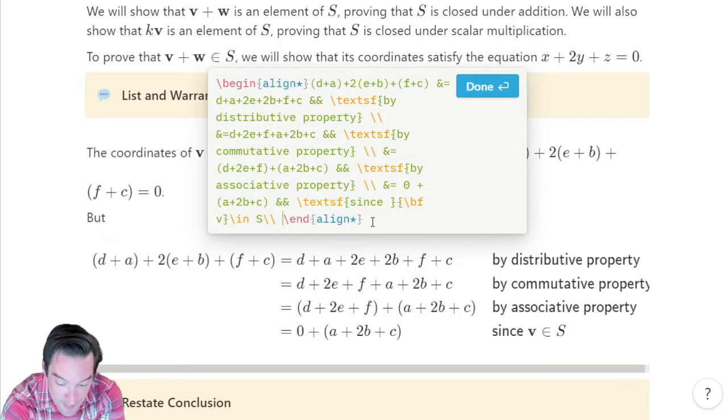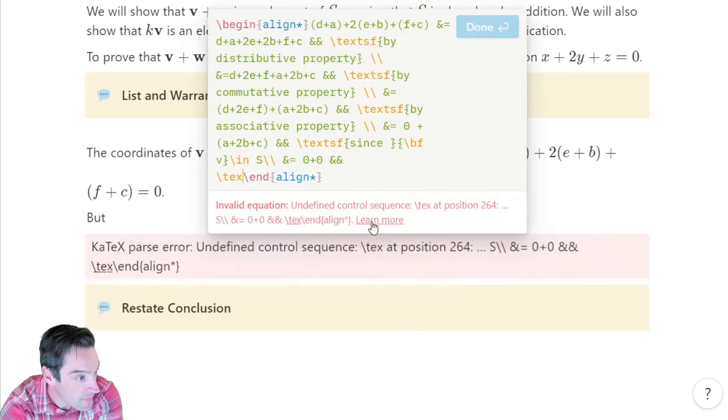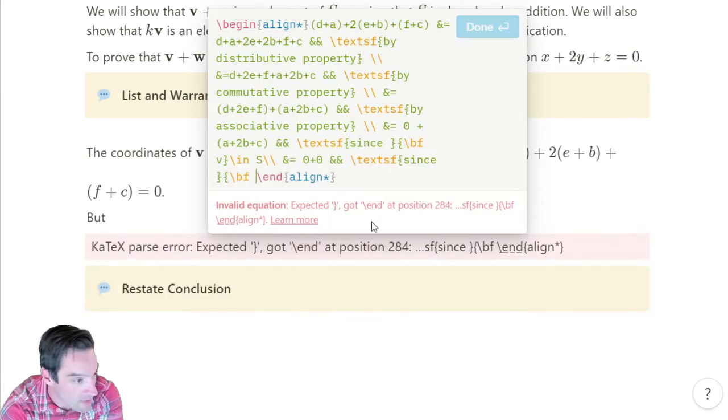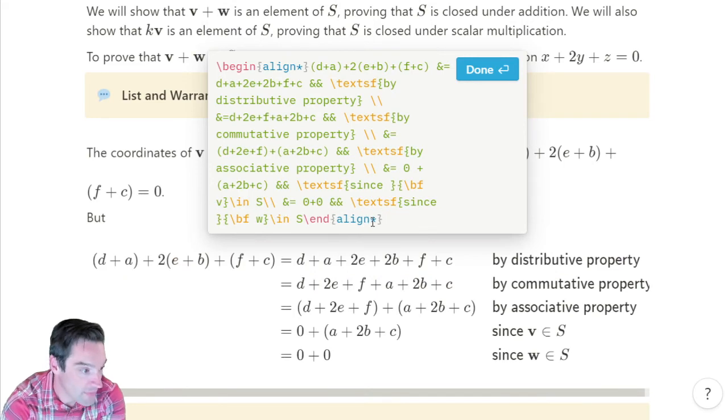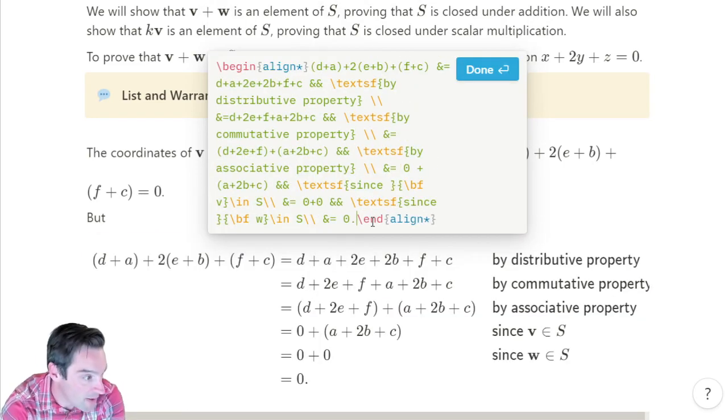And then on the next step, I would replace the other, A plus 2B plus C, with a 0. And that happens since W belongs to S. And then of course 0 plus 0 is equal to 0. And I don't think we need a warrant for that one.